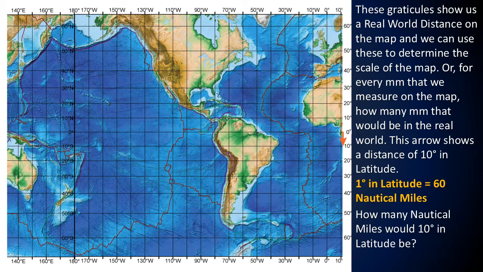These graticules show us a real-world distance on the map, and we can use these to determine the scale of the map. Or, for every millimeter that we measure on the map, how many millimeters that would be in the real world. This arrow shows a distance of 10 degrees in latitude. Note that 1 degree in latitude is 60 nautical miles. How many nautical miles would 10 degrees in latitude be?